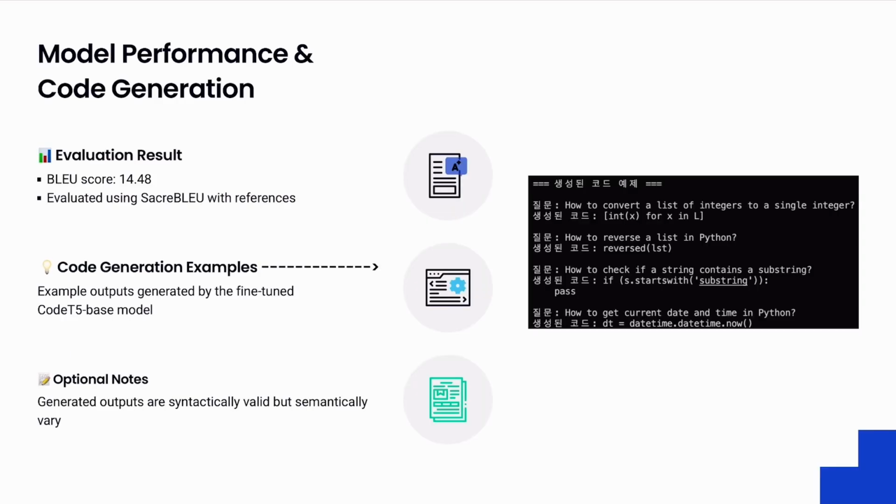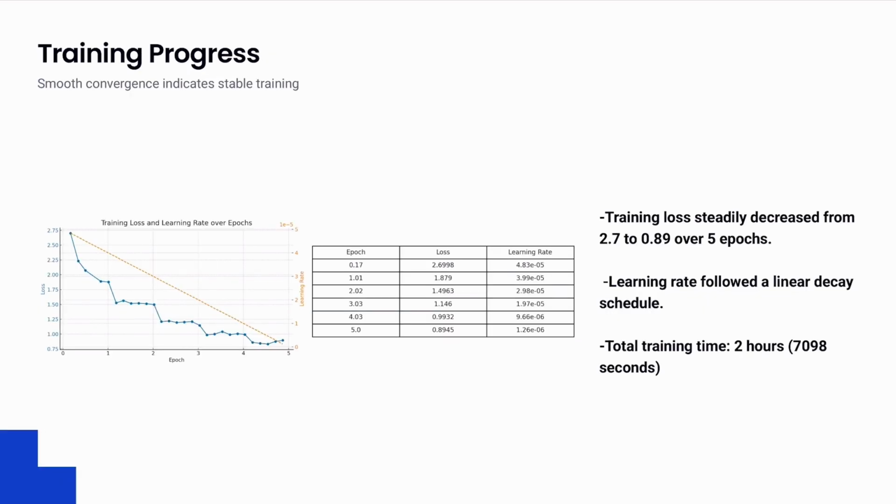We evaluated the model using the BLEU score, which measures how closely the generated code matches the reference. Our score was 14.48, which might sound low, but that's common in code generation tasks where even small formatting changes reduce the score. During training, the model showed smooth convergence. The training loss dropped from about 2.7 to 0.89 over 5 epochs.